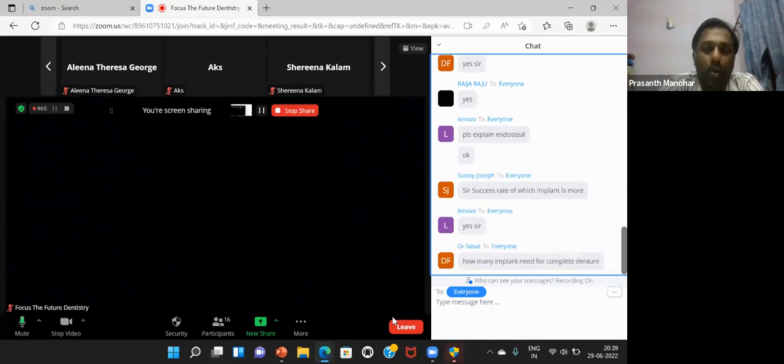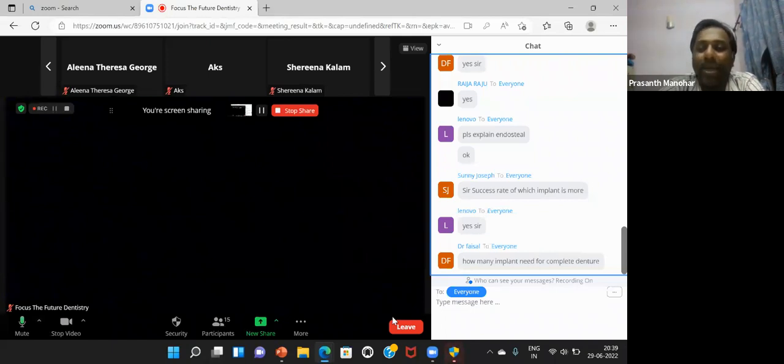Understood? Now, again in endosseous implants, there are two types. Two-stage implant and single-stage implant. That is single-piece implant, where the abutment and the implant are in a single piece. There is no second connection of implants in a single piece. Understood? So among these, again, the two-piece implant has maximum success. Clear?